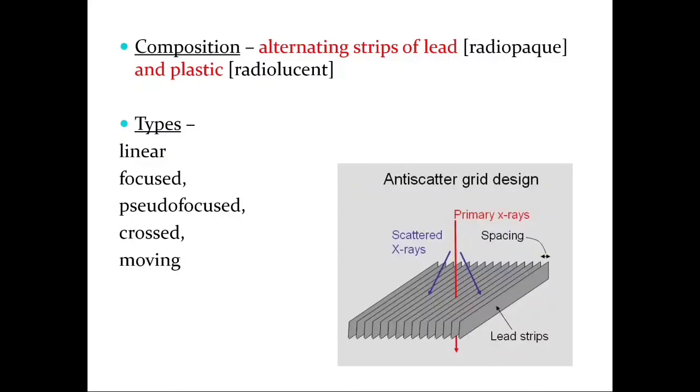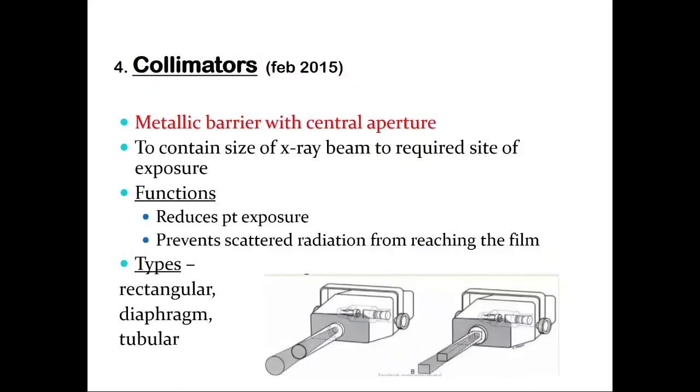The composition of the grids is alternating strips of lead and plastic, wherein lead is radiopaque and the plastic, as you know, is radiolucent. And there are different types of grids, that is linear focused, pseudo focused, crossed, as well as moving grids.